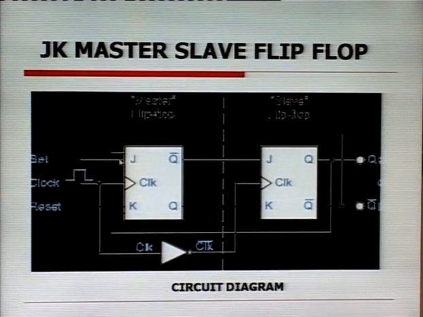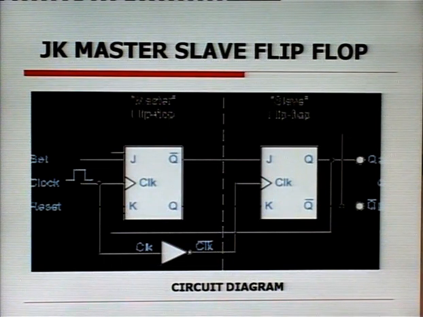So, we will see the circuit diagram now. We have a J input, we have a K input, both are given here, and we have a clock input. The output Q bar is given here and Q is given to the J side. We have Q and Q bar here, and you see here we have a clock signal, and this clock signal is given to a NOT gate, and we have a clock bar signal. Now, this clock bar signal is activating the slave flip flop.